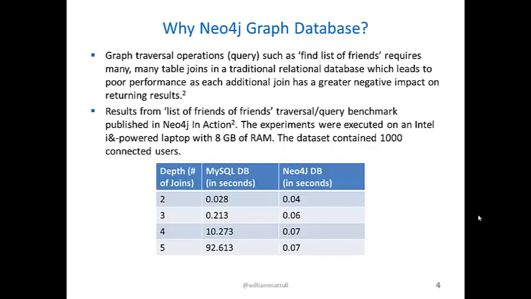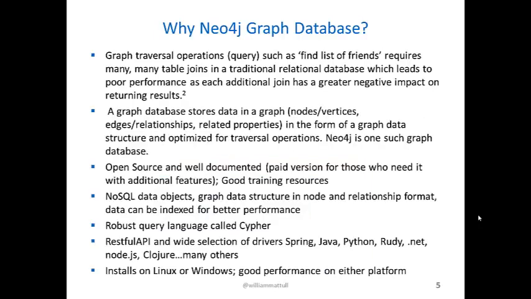And so this is a find-a-list-of-friends type experiment that was run by the people who wrote the Neo4j in Action book. And you can see the results there, where MySQL starts to roll off after about 4 joins.